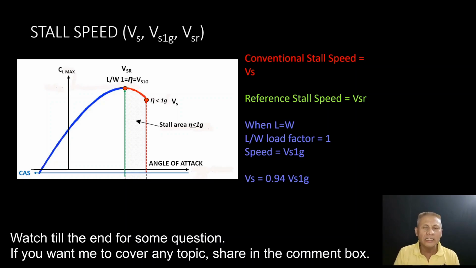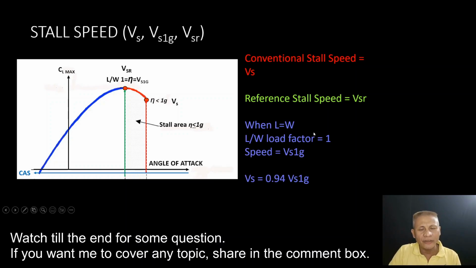In this case, since the aircraft is not going to be stalling, I need to define a particular speed, which is the reference speed. So reference stall speed, which is written in the green font. This reference stall speed can be determined by the manufacturer of the aircraft, but this stalling speed, VSR, can never be below load factor 1.